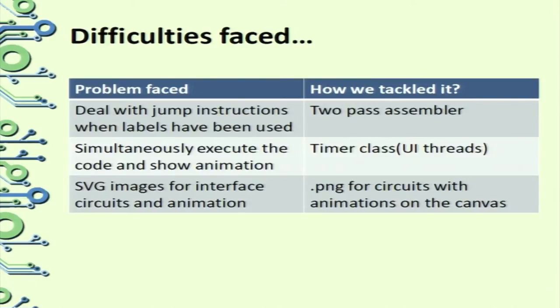And we thought of using SVG images for the animation, but it was difficult to change the XML of SVG images during runtime. So we had to use PNG images for the circuits, and animations are done on the canvas. I'll go ahead by showing the demonstration.